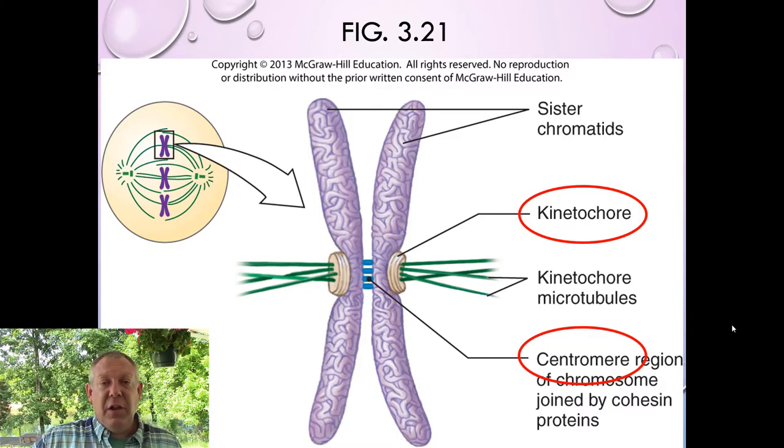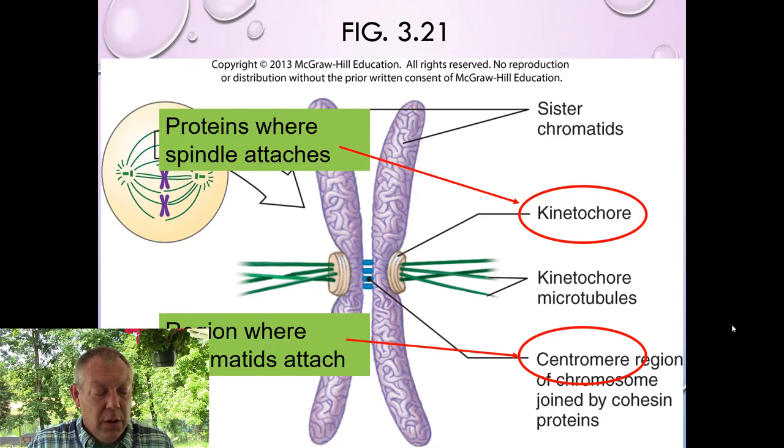And so again, this figure from your book is showing those two terms. Sometimes they're used interchangeably, but they're not quite the same thing. The centromere is this region where the two sister chromatids are still attached together. The kinetochore is a bunch of proteins where that mitotic spindle attaches. But it's in the same region of the chromosome.